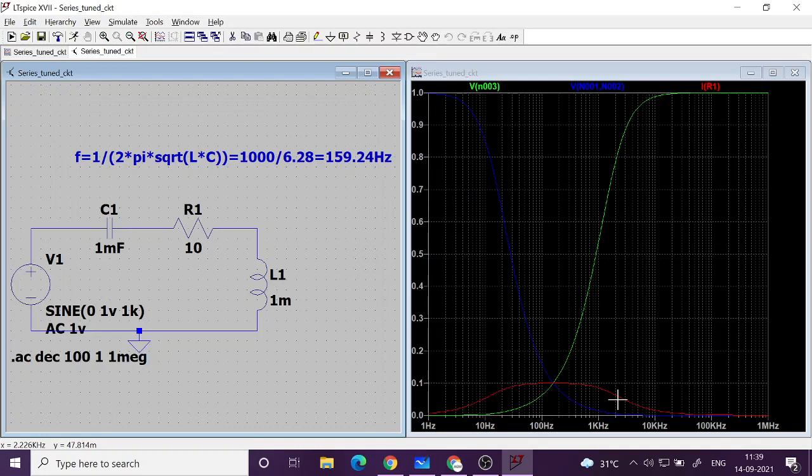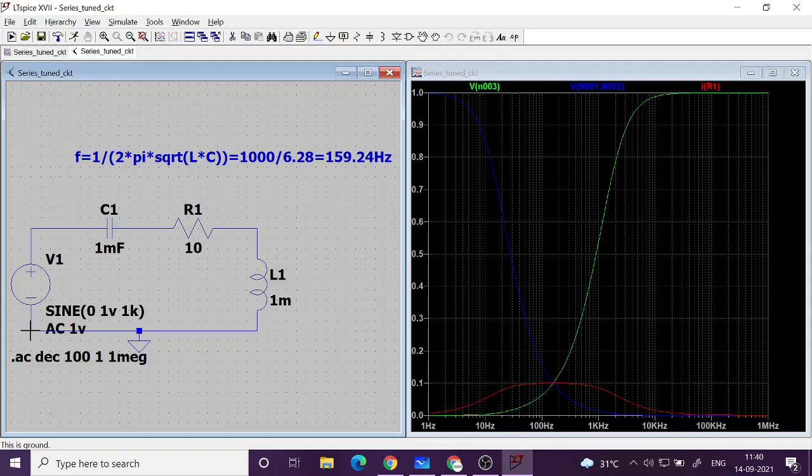Sir, one more doubt. When I try to replace the voltage source by a current source... Okay, not here. Don't replace it here. I told you the second part of this experiment is the parallel RLC circuit, which you need to excite with the current source.